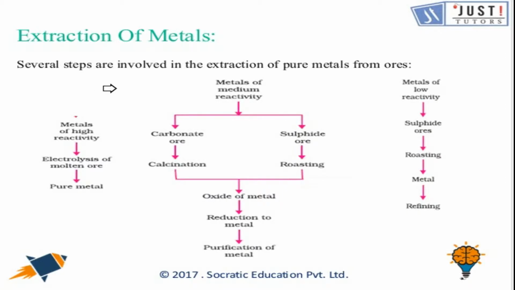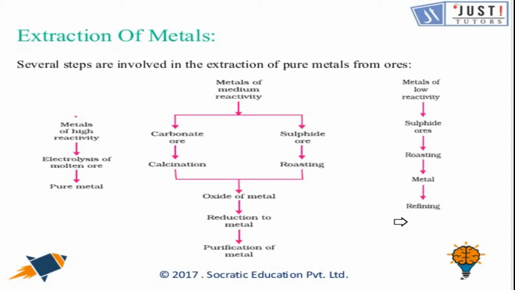So here we have several steps involved in the extraction process. First of all, metals of high reactivity require the electrolysis process of their molten ore to get the pure metal. Then metals of medium reactivity use the process of calcination or roasting to get the pure metal. Then for metals of low reactivity, if they have a sulfide ore, then we use the process of roasting. Otherwise, you can use the heating process to extract your metals of low reactivity.